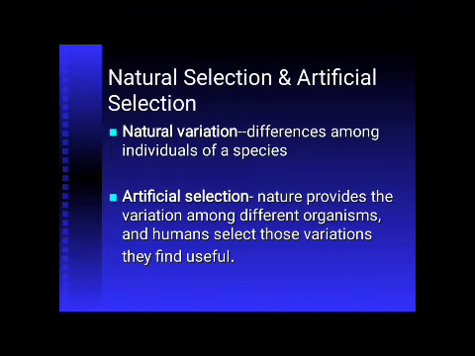Natural selection and artificial selection. What do we mean by natural selection and artificial selection? Natural variation: differences among individuals of a species. Artificial selection is where nature provides the variation among different organisms, and humans select those variations they find useful.